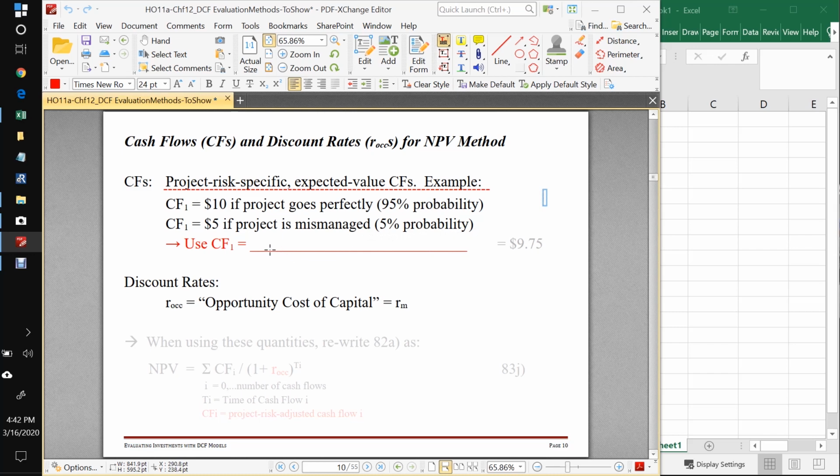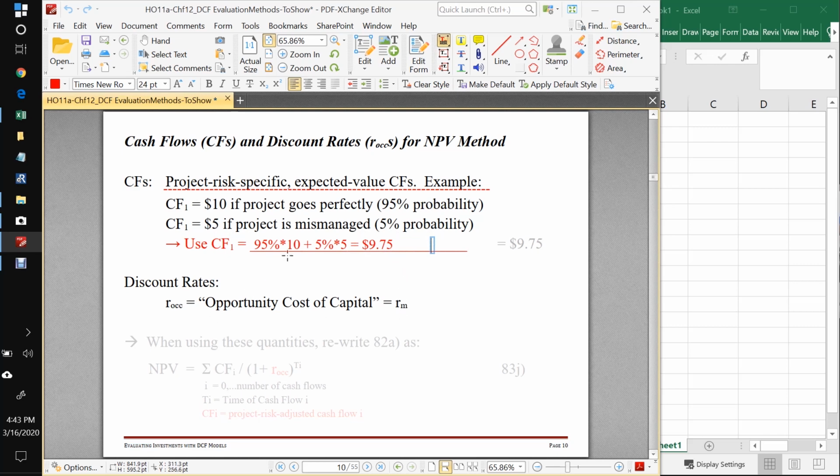So what would we want to use as our project risk specific expected value cash flow for cash flow 1? We would want to say 95% times 10 plus 5% times 5. And if you work that out, check to make sure that you agree with me, but you get 9.75. So we'd say on average, over the long haul, we keep repeating projects like this 100 times, 1,000 times, 10,000 times, 95% of the time we get 10, 5% of the time we get 5. So on average, over the long haul, we get 9.75.